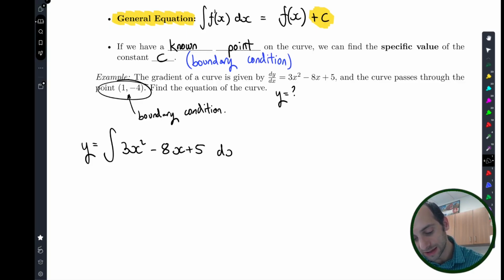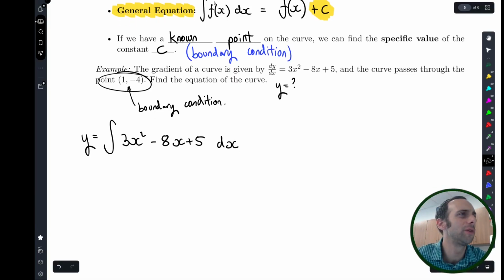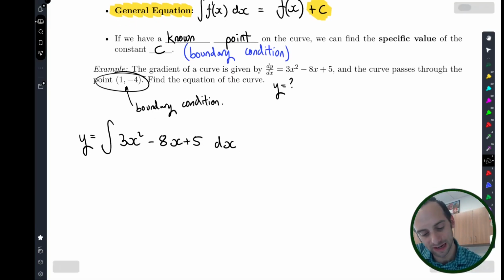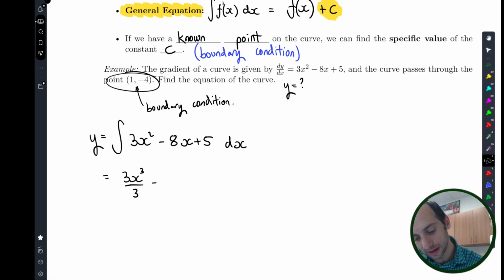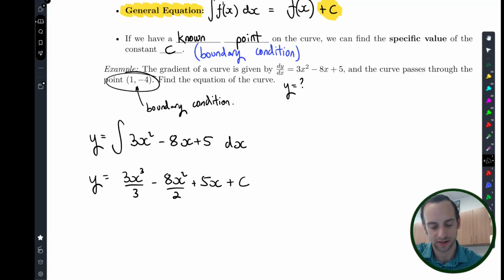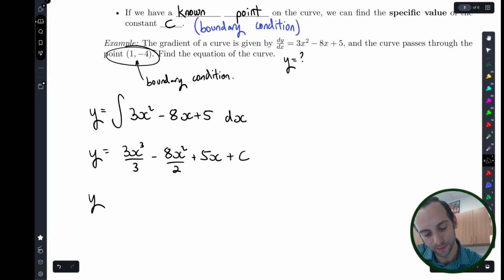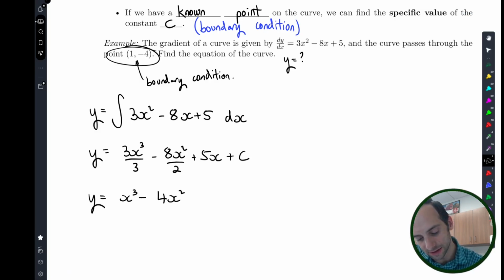So we can set up a nice integral here, the integral of 3x squared minus 8x plus 5 dx. We can apply our reverse power rule. So that's 3x cubed over 3 minus 8x squared over 2 plus that 5 will regain its x, so it will go back to 5x plus the c. Now before we substitute in our boundary condition, we want to simplify this equation down to make less calculations and less algebra for ourselves.